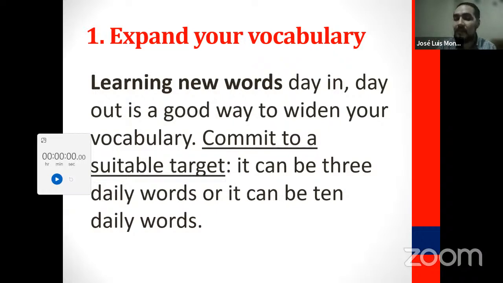And target, yes, in this case is like objective. So in other words, they are telling you you have to engage to an objective that you know that you can achieve, right? That's what they are telling you in other words. It means something that you know it's for you. Because if you say, I'm going to learn 20 words every day, and you know that you don't have the time, it means that it's not suitable, right? And if you know that you can only learn 3 or 4 words per day, and you know that you have the time to do it, then it is a suitable target, right? So the recommendation is that it can be 3, it can be 10. Of course, you have to try to do something that you know that you are going to do.